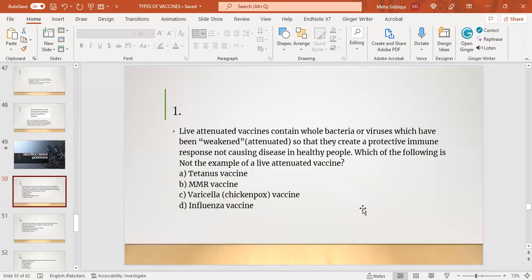MCQ number 1. Live attenuated vaccines contain whole bacteria or viruses which have been weakened so that they create a protective immune response, not causing a disease in healthy people. Which of the following is not the example of a live attenuated vaccine? Tetanus vaccine, MMR, varicella, influenza vaccine. A. Yes, tetanus vaccine, because it is a toxoid vaccine, not a live attenuated vaccine.